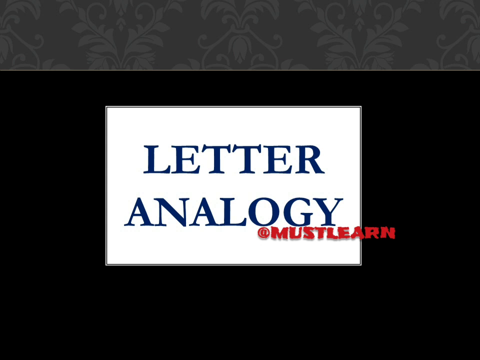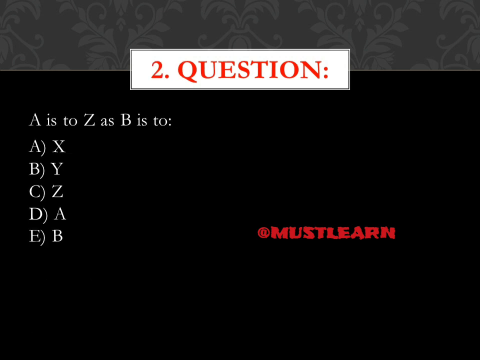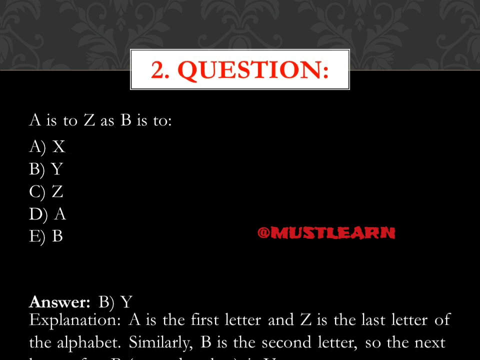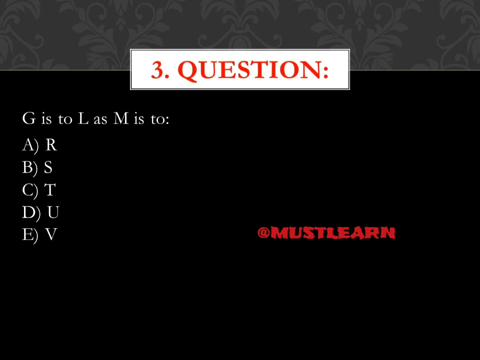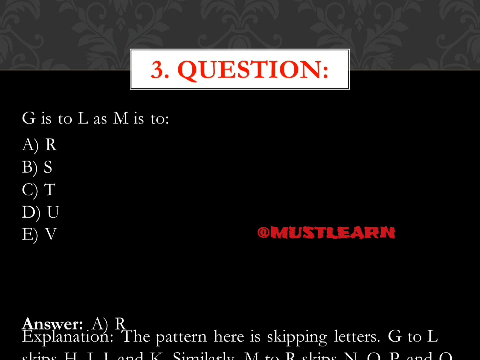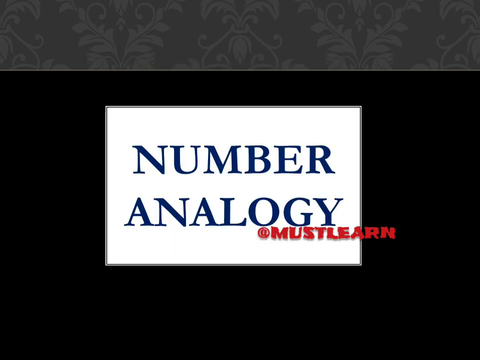First question, letter analogy. A is to B as C is to option D. Option B, A is to Z as B is to Y. Option B is the correct answer. G is to L as M is to R. Option A. Number analogy ആണ്.